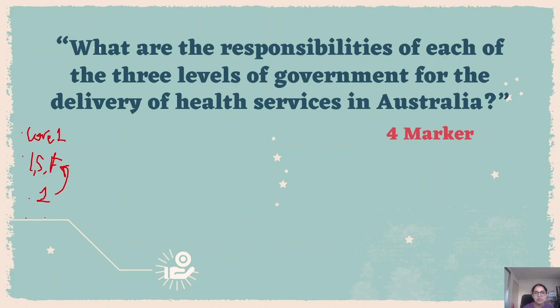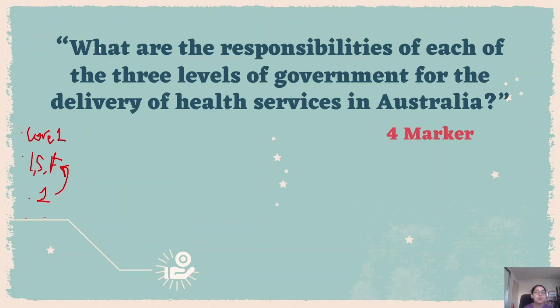So have a think about what are the responsibilities of each of the 3 levels of government in Australia for the delivery of health services. Let's start with the federal government. The federal government is responsible for the funding overall, for lots of research. The federal government is responsible for funding the state government, but the state government is responsible for running the hospitals and everything. That's not what the Commonwealth, the federal government, does. The state government is the one that runs the hospitals and takes care of the ambulances and stuff.